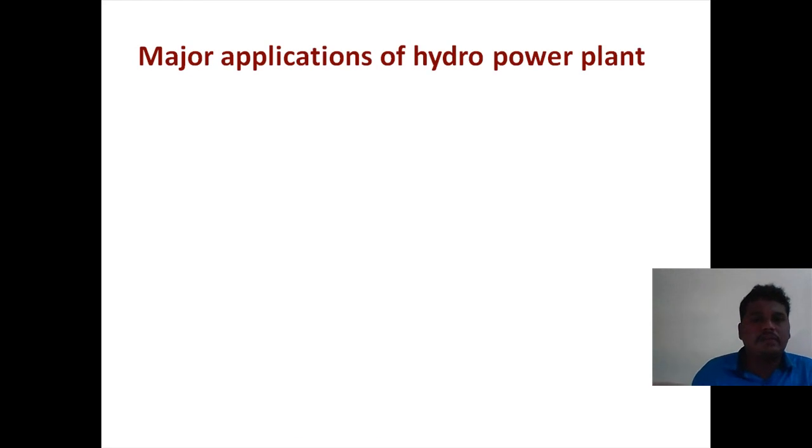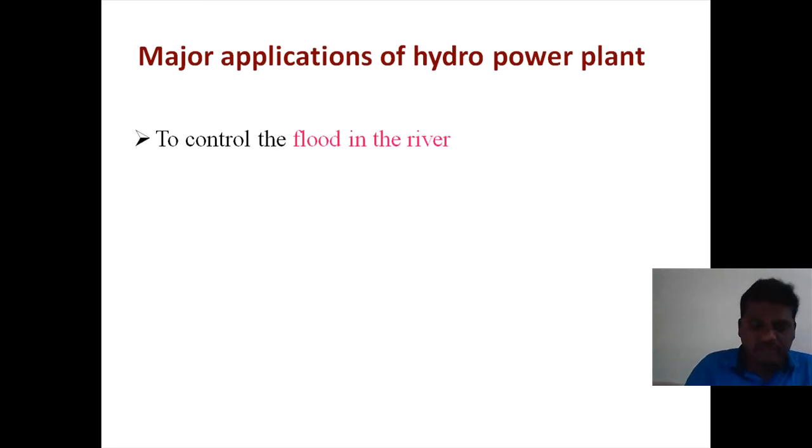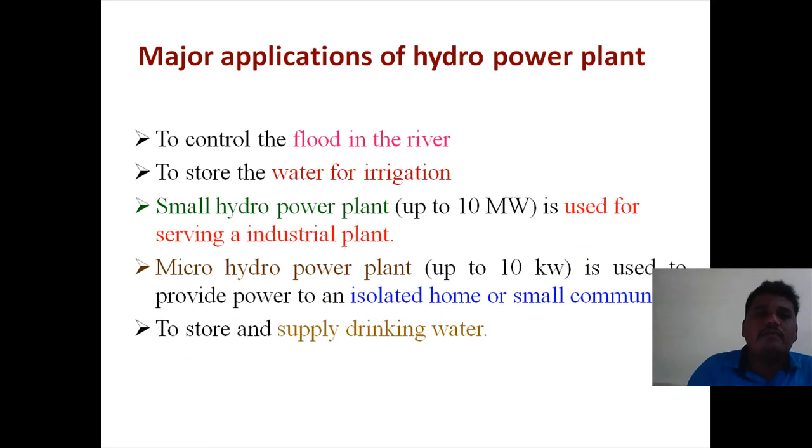We are discussing only the major applications. To control floods in the rivers, we can stop the floods. Next, water for irrigation, for agriculture, as well as for fisheries. We use the water for fishery purposes, for agriculture purposes, for animal husbandry purposes. We use the water for irrigation.